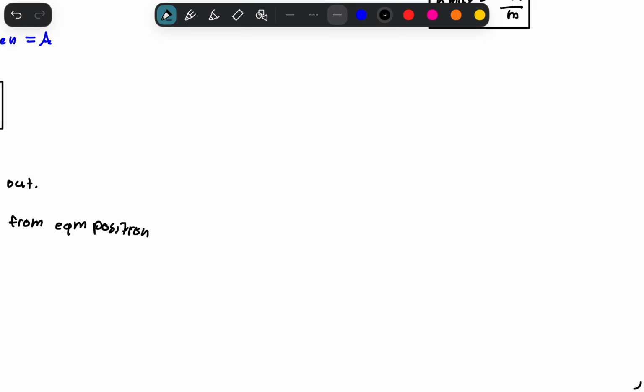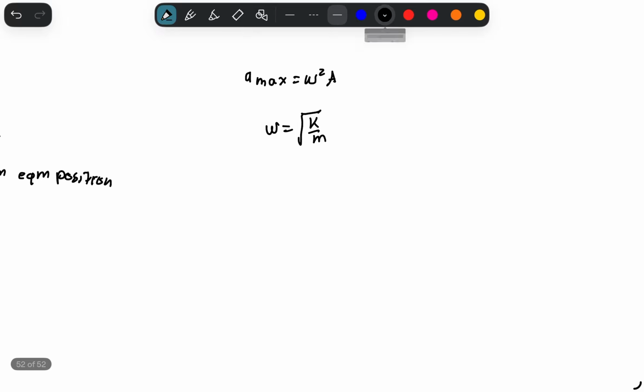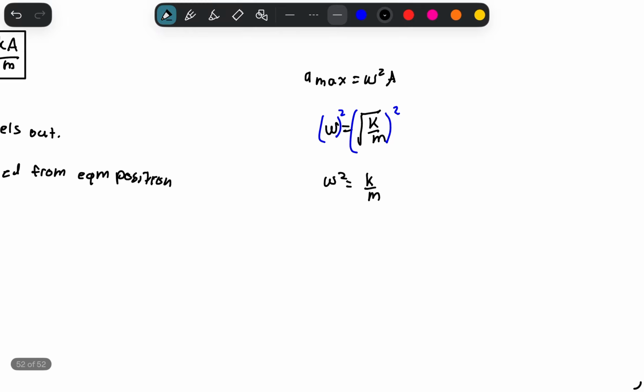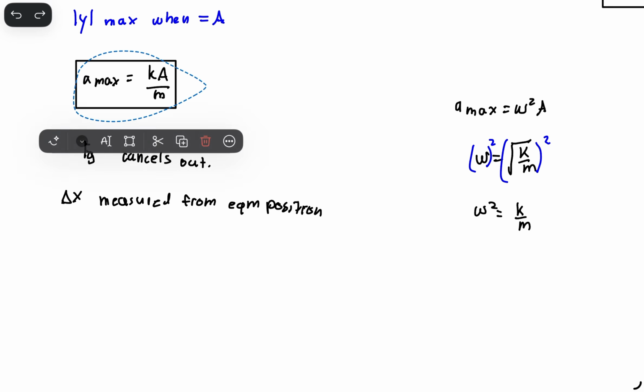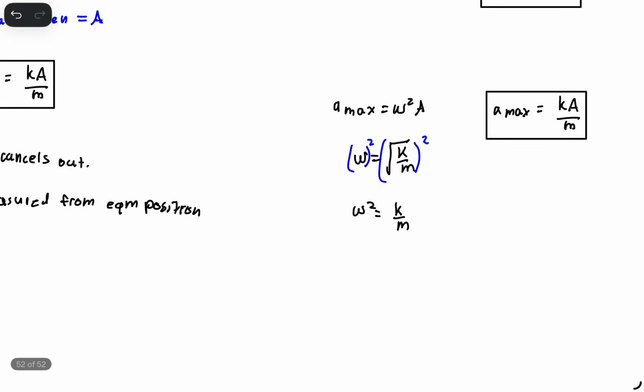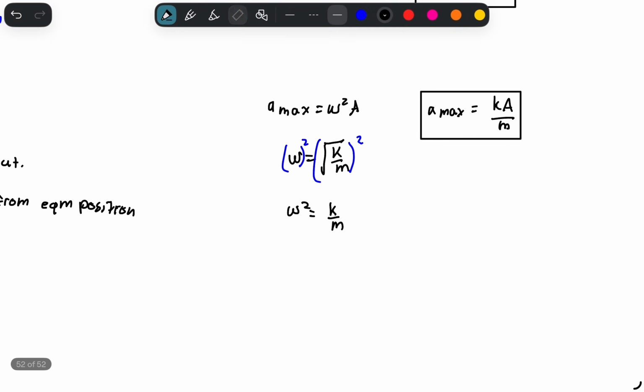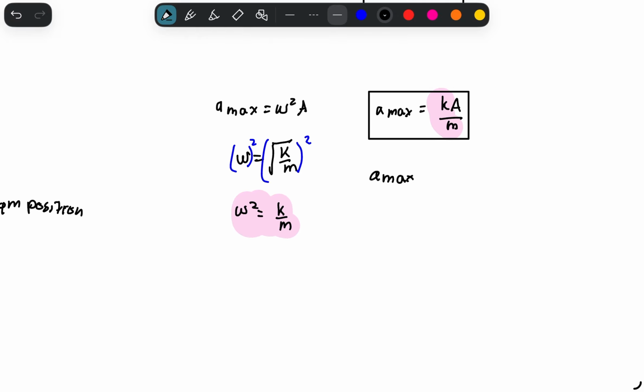You can also write this as a max is equal to omega squared A, because omega is equal to the root of k over m. So if you were to square both sides, you would get that omega squared is equal to k over m. So that means that in this equation, if you took where you saw k over m right here and replaced that, you would get that a max is equal to omega squared A, because we would see k over m right there.